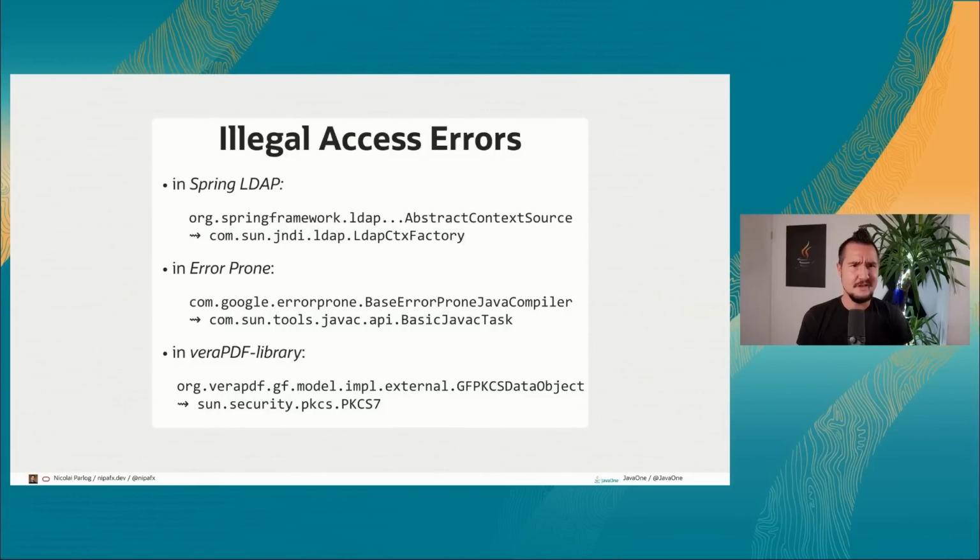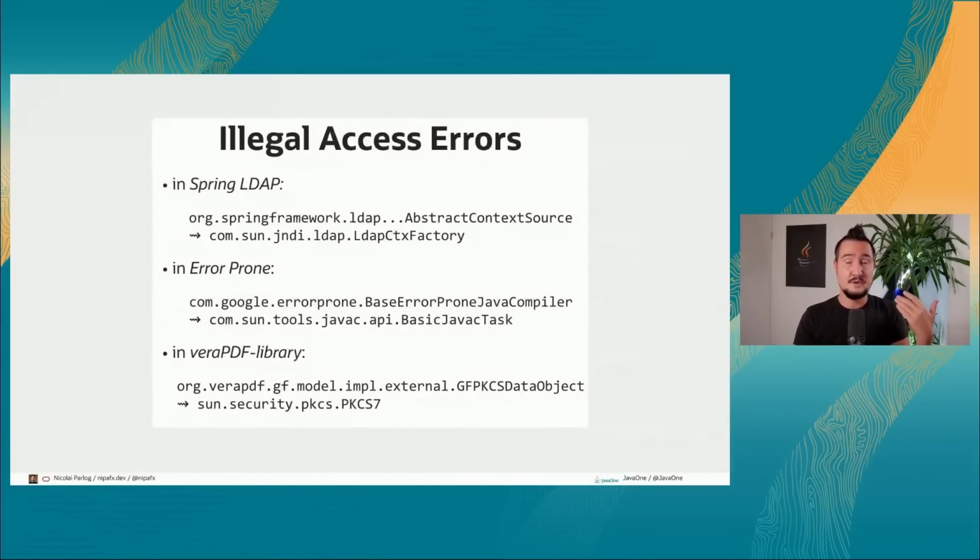Then there's the problem of illegal access errors that I have here. They happen when you use something that you're not supposed to use. I brought these here from Spring LDAP, Error Prone, and the VeraPDF library, and they are all already fixed. In the past, these libraries were using JDK internal APIs when they shouldn't have. They fixed this, so it's not an issue at the moment anymore, but this goes to show that if you don't have a boundary that protects internals, people will start using these internals.